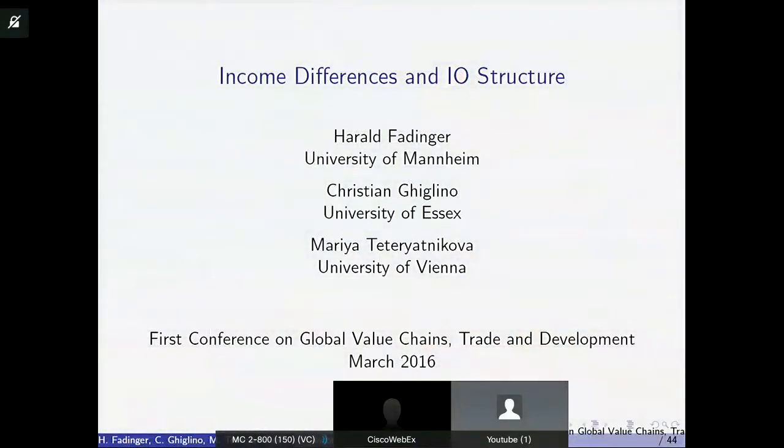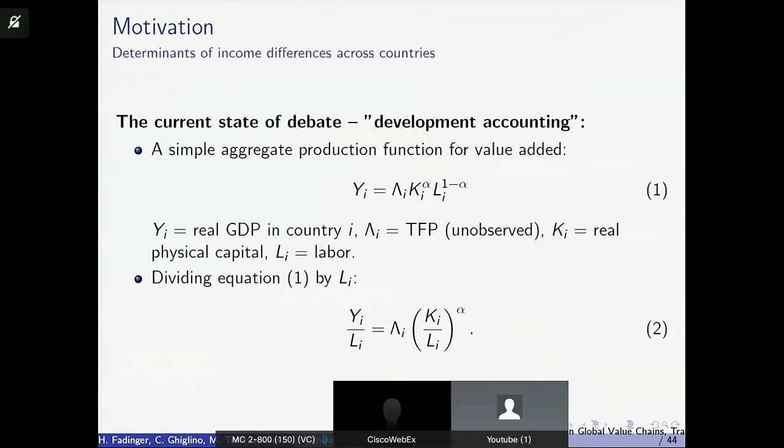So this paper is called Income Differences and Input-Output Structure, and it's joint work with Christian Chilino, who's at Essex, and Maria Tetriatnikova in Vienna. This is very much a macro paper and deals with very grand questions. And of course, we never have satisfying answers to the grand questions.